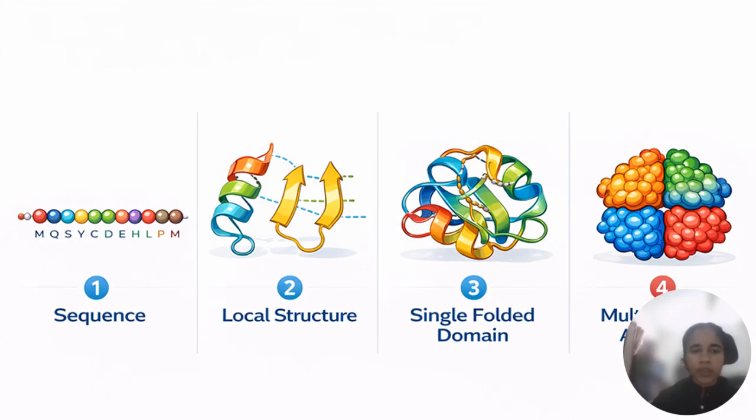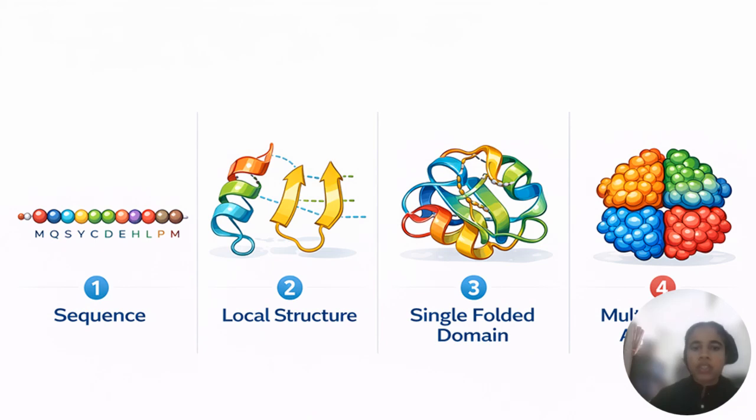So let's quickly visualize everything together. We start with a simple linear sequence of amino acids. That's the primary structure. Small regions then form helixes and sheets. This is the secondary structure. These elements fold further into a compact 3D structure, forming the tertiary structure, and sometimes several folded chains combine and form a multi-subunit complex, which is the quaternary structure.